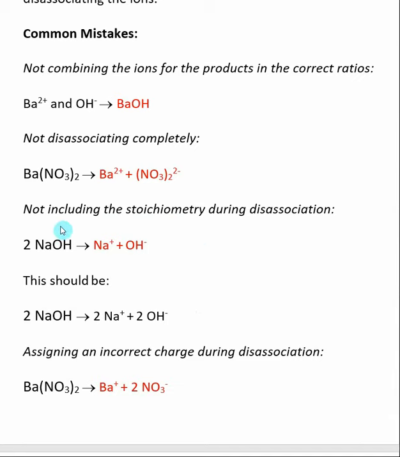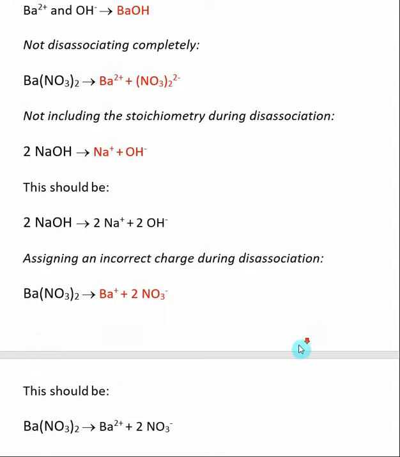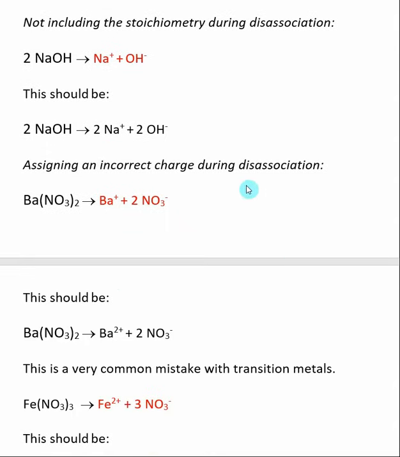Another common mistake is not including the stoichiometry during dissociation. So here, if I was to dissociate sodium hydroxide, it's a very common mistake to forget the stoichiometric 2 and just say 2 sodium hydroxide dissociates to make Na plus and OH minus. In reality, I need to have 2 sodiums and 2 hydroxides. Because I have a stoichiometric 2, that means I have 2 sodium hydroxides, which dissociates to make 2 Na plus and 2 OH minus.